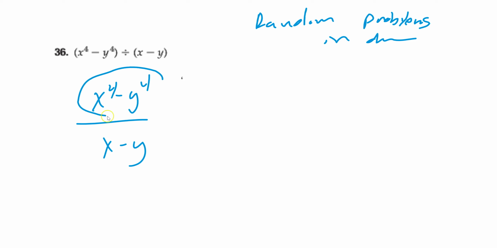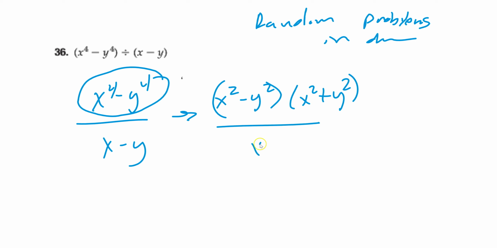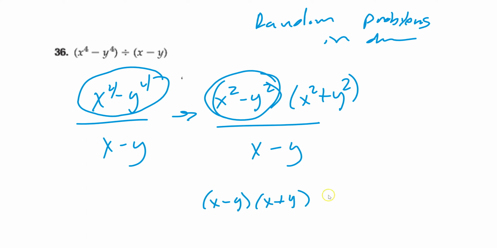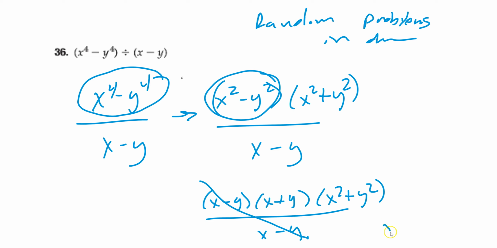I could factor this top. It's the difference of 2 squares. That's going to be x squared minus y squared, x squared plus y squared, all over x minus y. And they still don't cancel out, right? Well, I could factor this again because it's still a minus. I can't do the plus. Plus is stuck. But that breaks down to x minus y, x plus y, times x squared plus y squared, all over x minus y. And then here the x minus y's cancel out, and I'm left with my answer: x plus y, x squared plus y squared.